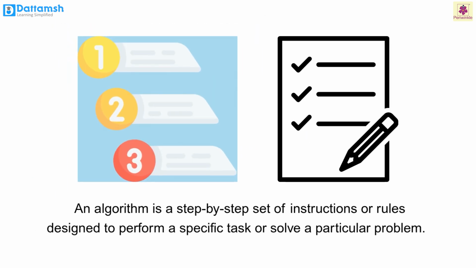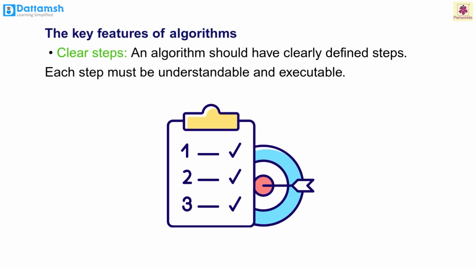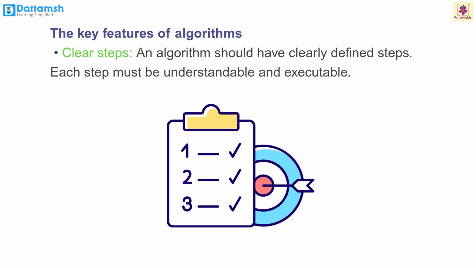An algorithm is a step-by-step set of instructions or rules designed to perform a specific task or solve a particular problem. You can think of it as following a recipe while cooking, where each step leads to the final dish. The key features of algorithms are clear steps. An algorithm should have clearly defined steps. Each step must be understandable and executable.